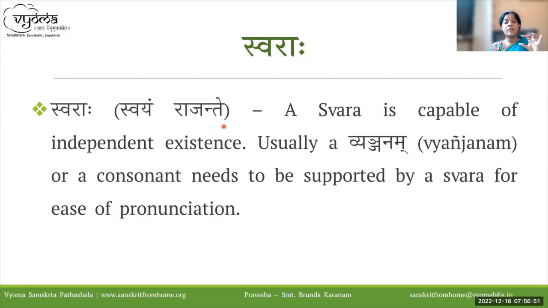Therefore, these letters which are capable of independent existence are called Swaraha, as opposed to Vyanjanani or consonants, which require the support of a Swara for complete pronunciation. And we will see why that is so when we come to Vyanjanani or consonants. So you see the distinction is very, very scientific. It is not just a random classification, but it is a very scientific, logical classification of letters. Going further, you will see even more aspects of how scientific this classification is and how we have different types of letters.